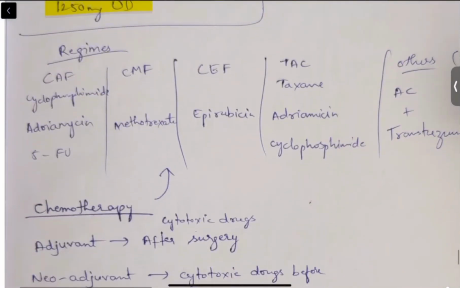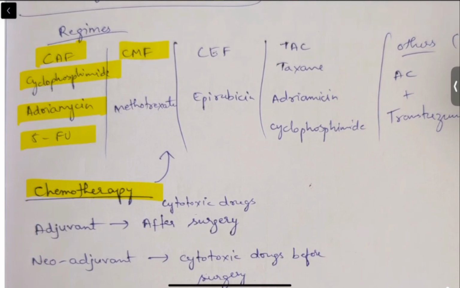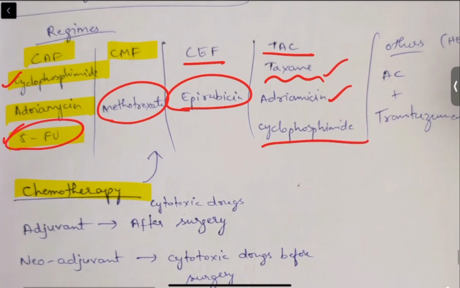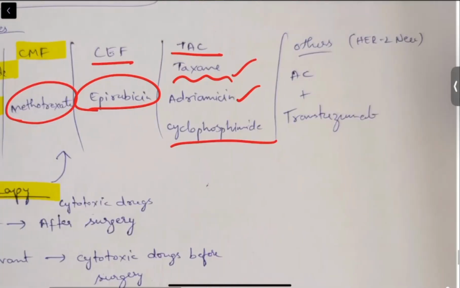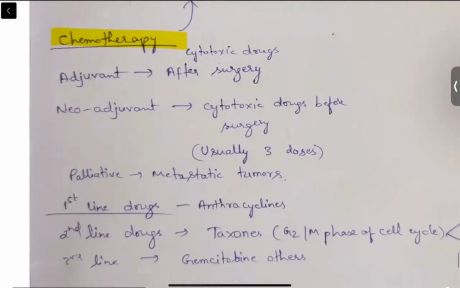There are various regimens being followed as chemotherapy. Okay, so that is CAF, that is cyclophosphamide, adriamycin, and 5-fluorouracil. CMF, again cyclophosphamide and 5-fluorouracil are the same, methotrexate is used instead of adriamycin. CEF, again cyclophosphamide and 5-fluorouracil, with epirubicin being used. TAC is another regimen where, in case of drug resistance to 5-fluorouracil, we can use taxanes, adriamycin and cyclophosphamide. Other combinations again include monoclonal antibodies like trastuzumab. So various types of chemotherapies are there.